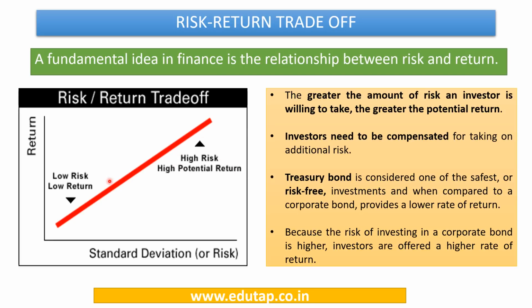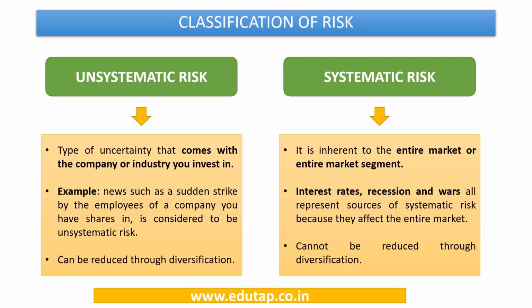However, if you are investing in securities which carry very low risk, for example government securities or treasury bonds, which are one of the safest or risk-free investments, then in this case the return or the interest which you are going to get is going to be low. So the return is going to be low if you invest in low risk securities. So this is the basic trade-off or the basic relationship between the risk and the return.